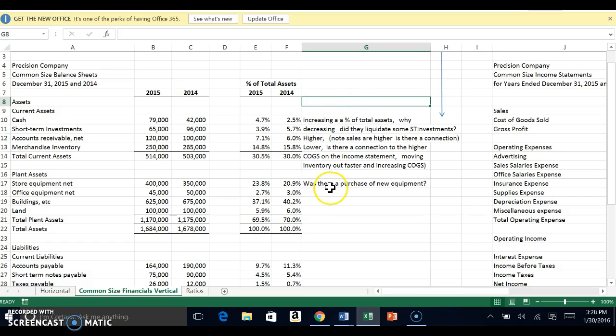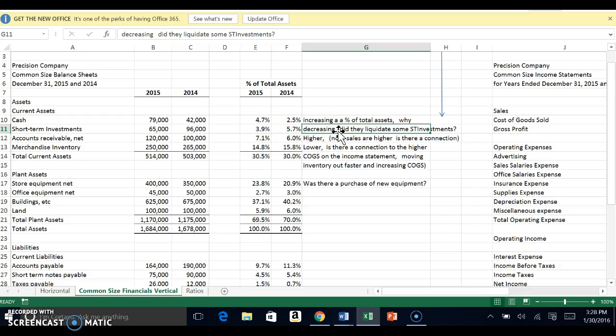You can see here that I have some wording, and I also posted some questions. So here's a question that I had. Were there purchases of new equipment? In 2014, cash is increasing as a percentage of total assets. Why? We might want to go into the MD&A and figure out why that's increasing or decreasing. Did they liquidate some short-term assets in this case? Short-term assets is down, so maybe they sold some of their short-term investments and put that into cash.